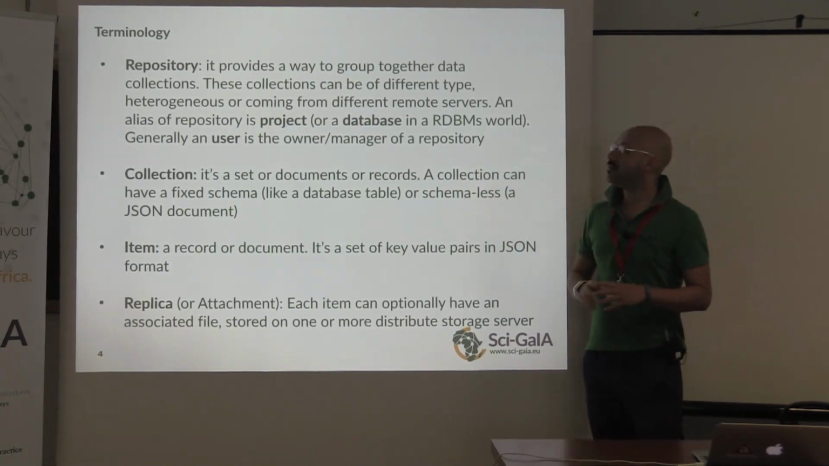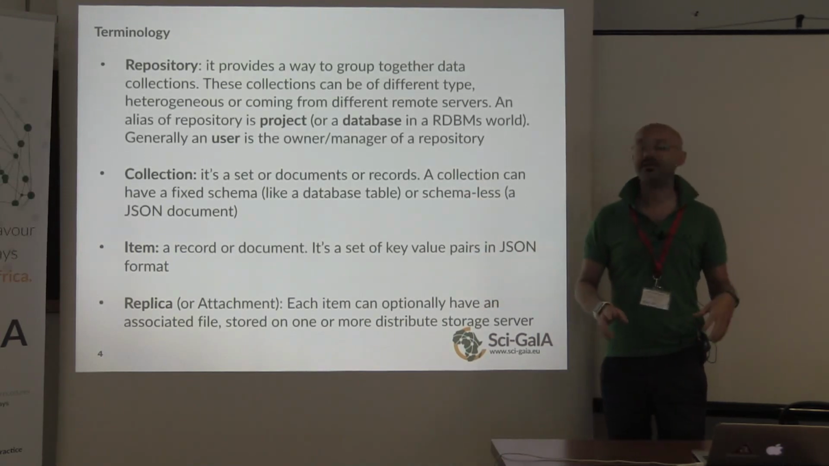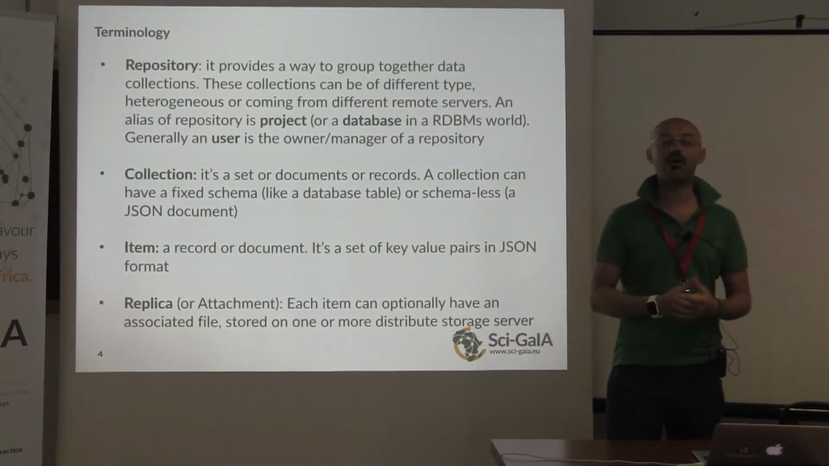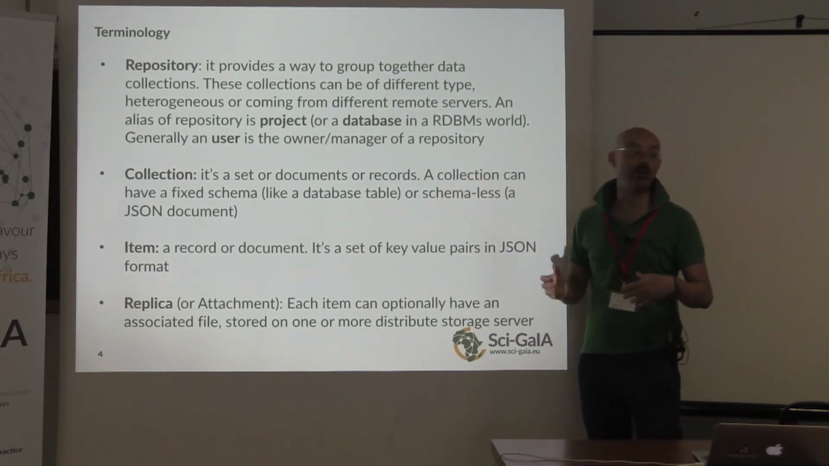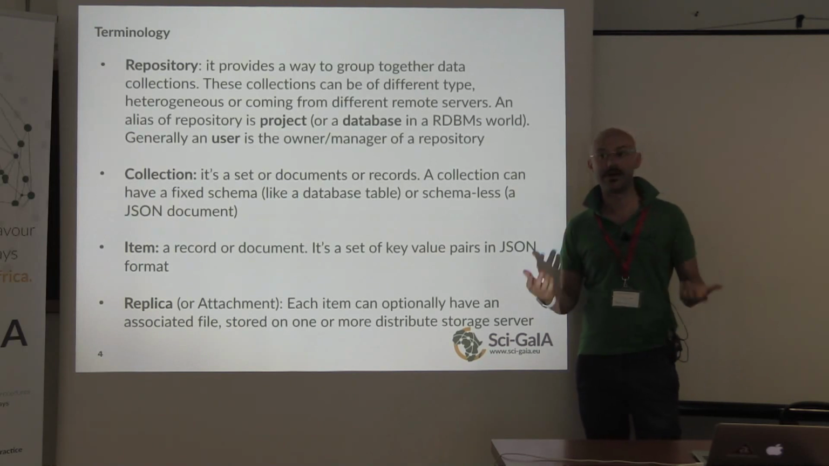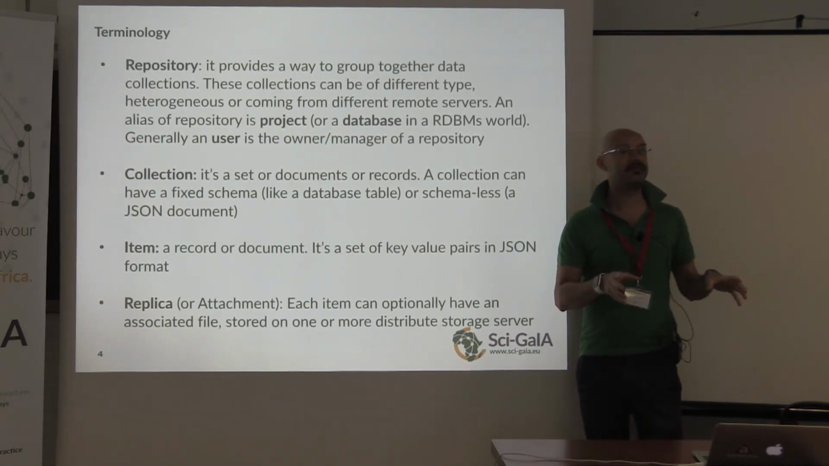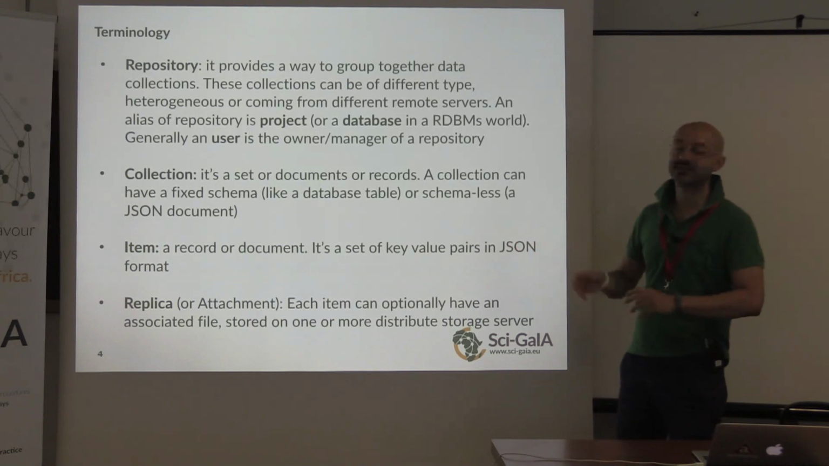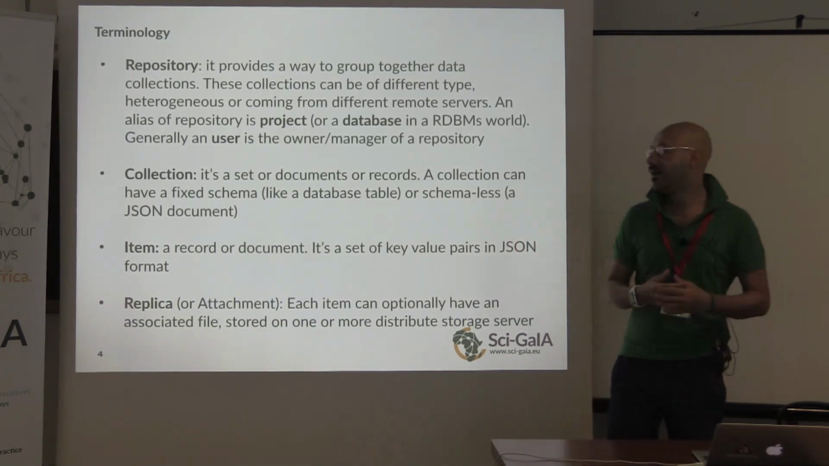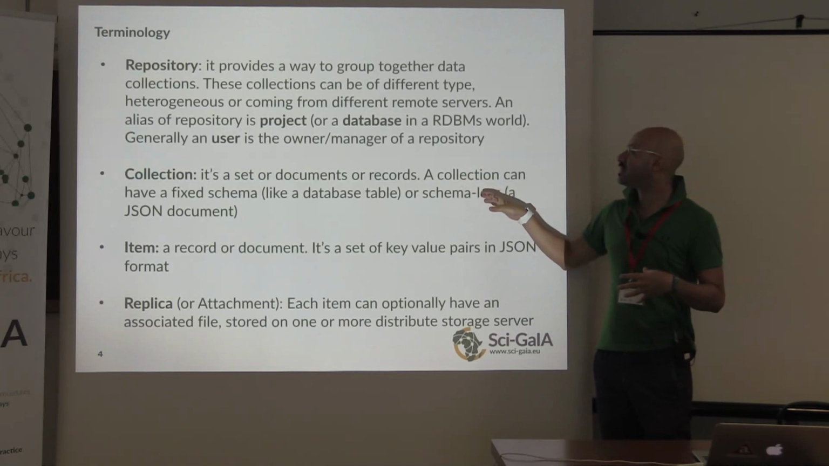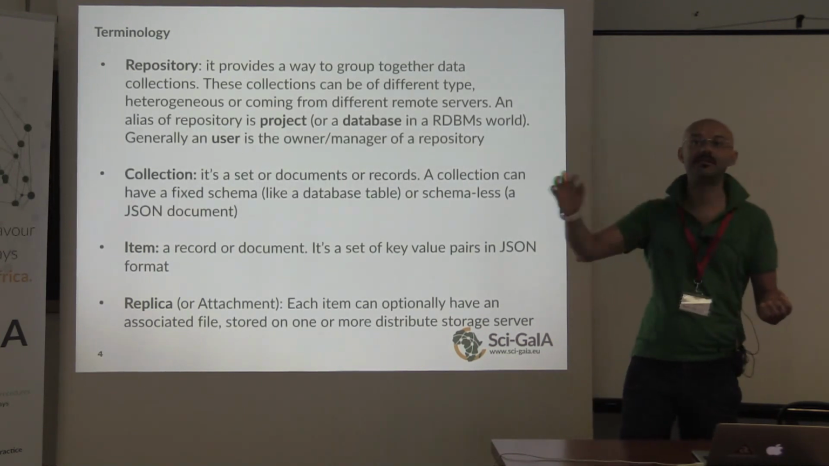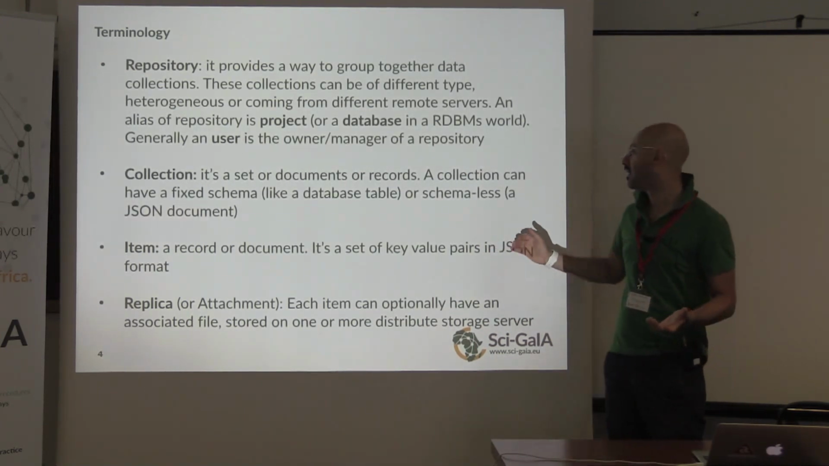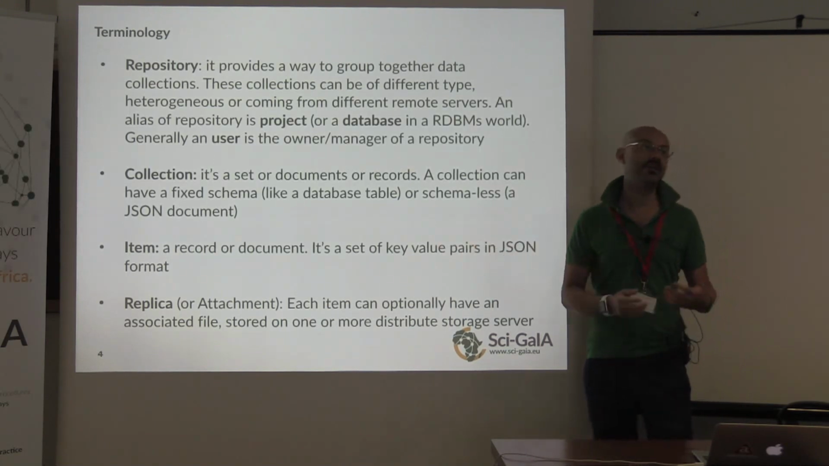The second thing that we have in GLibrary is the collection. This collection is a set of documents or records. It's similar to a table if we want to do a comparison to the relational database world, or just a MongoDB collection to give an example. A collection is actually a set of documents in JSON format. Then we have the item. The item is the single record, the single document. It's key-value pairs in JSON format.